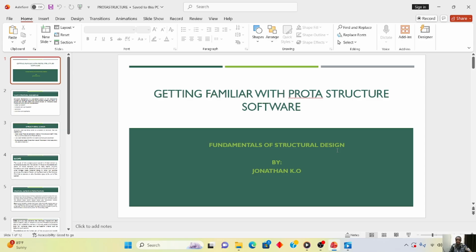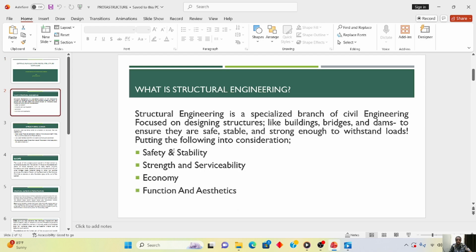It is important, number one, that you have the fundamental knowledge of structural design. You have the basic knowledge. You have run a course on structural design, so that by the time we are going into the use of Protastructure, it will be an edge for you to truly understand what is required to have a safe and economical structure. All right, so to start with, we'll be going to define what structural engineering is all about.